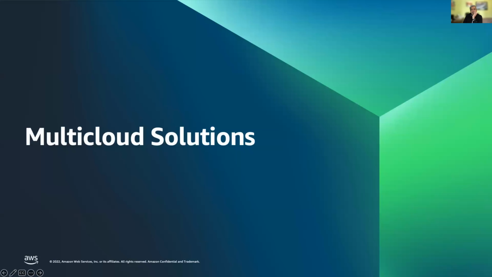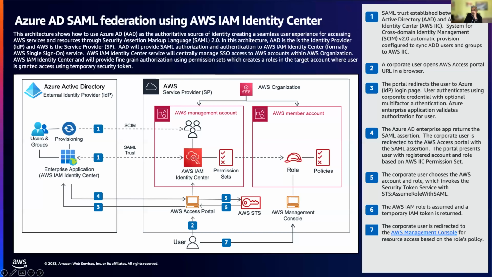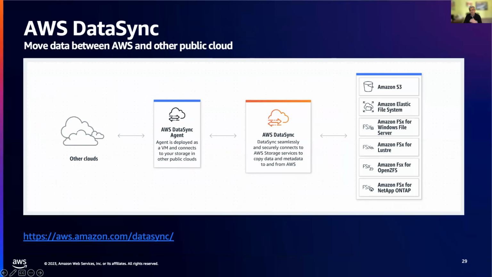And then finally coming into multi-cloud solutions, again, a list of a bunch of services that goes across observability and hybrid solutions and data and analytics. We have solutions across all of these different components. Some scenarios that we talk about: if your primary is Azure AD, and that's where you have your IDs and groups, you can actually connect into AWS using that. The second one is a service called DataSync, which is really to sync up the data between cloud providers and AWS back and forth.